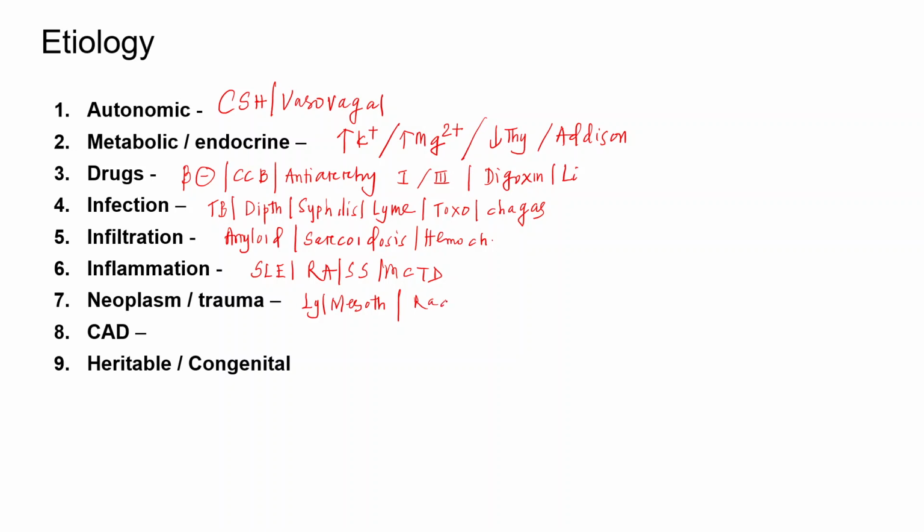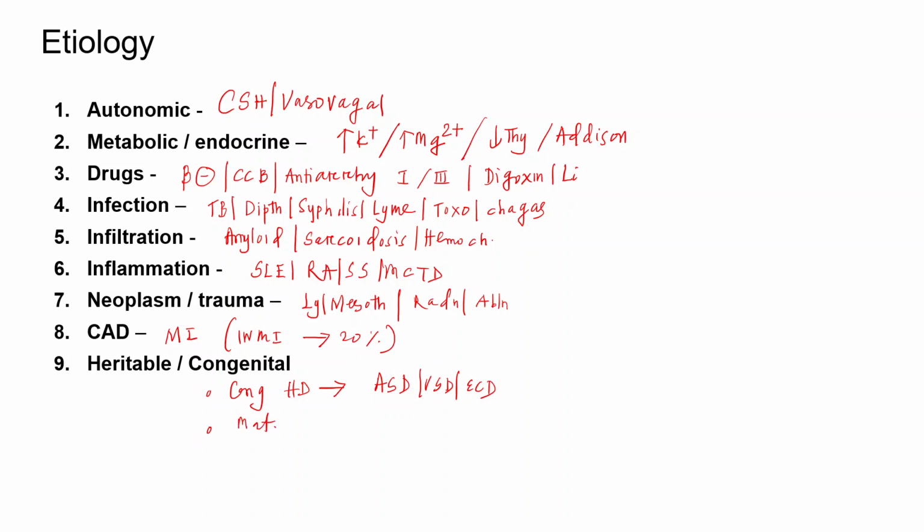Trauma, radiation, or any kind of radiofrequency ablation can cause AV nodal blocks. Coronary artery disease: I have already discussed that MI, especially the inferior MI, around 20% of cases are associated with some kind of AV nodal blocks. Heritable or congenital disease, first one is congenital heart diseases. There are many examples: ASD, VSD, endocardial cushion defects. So all of them can cause AV nodal blocks.